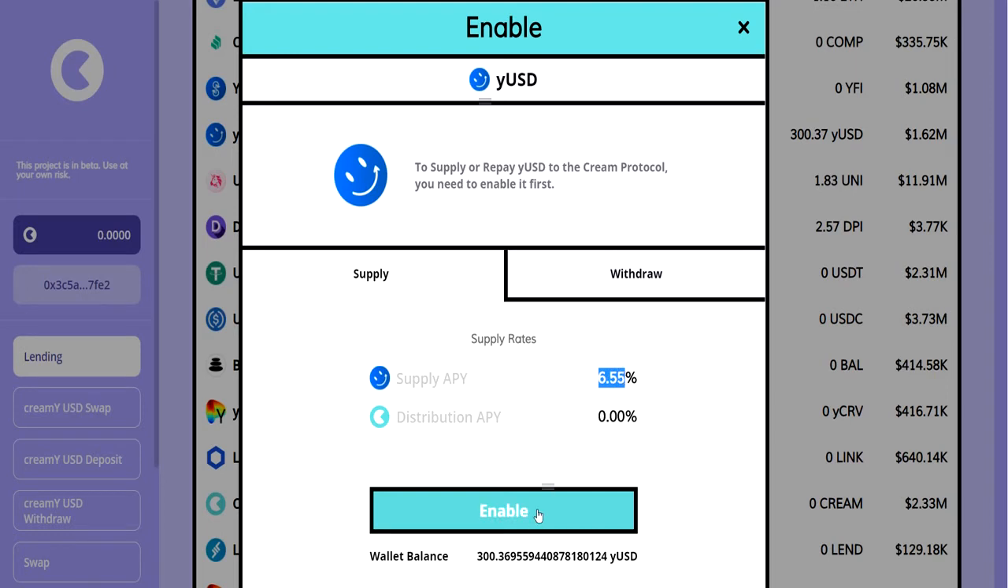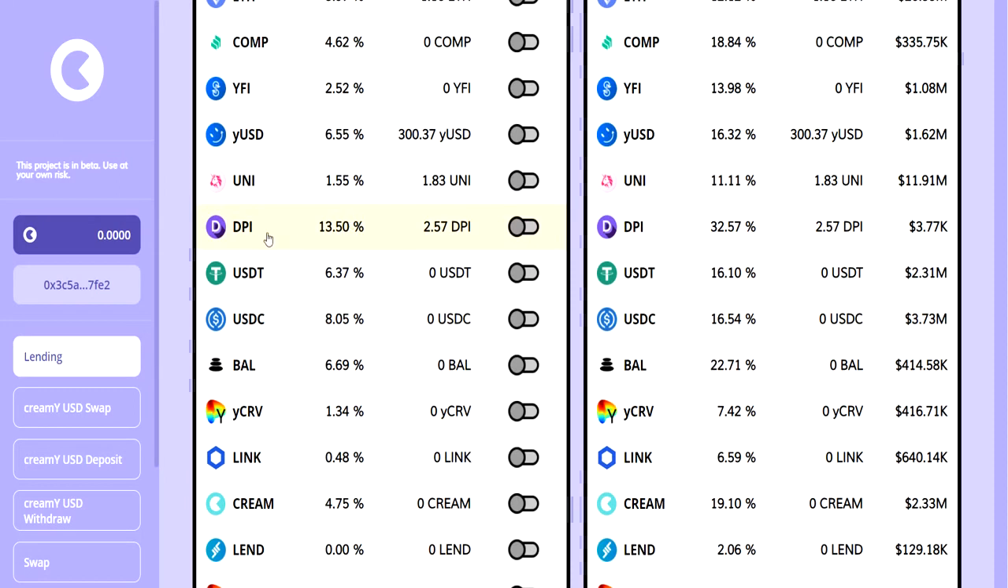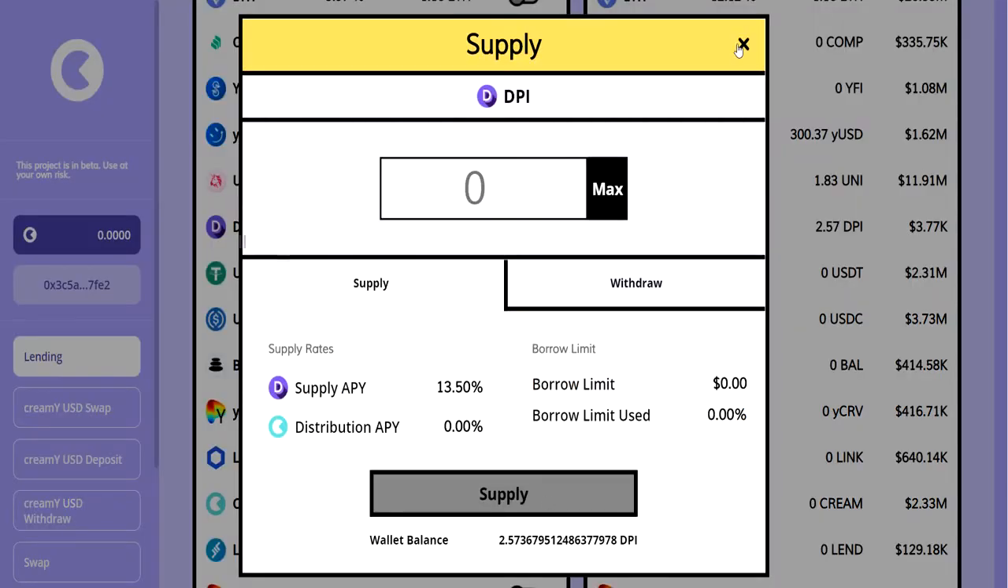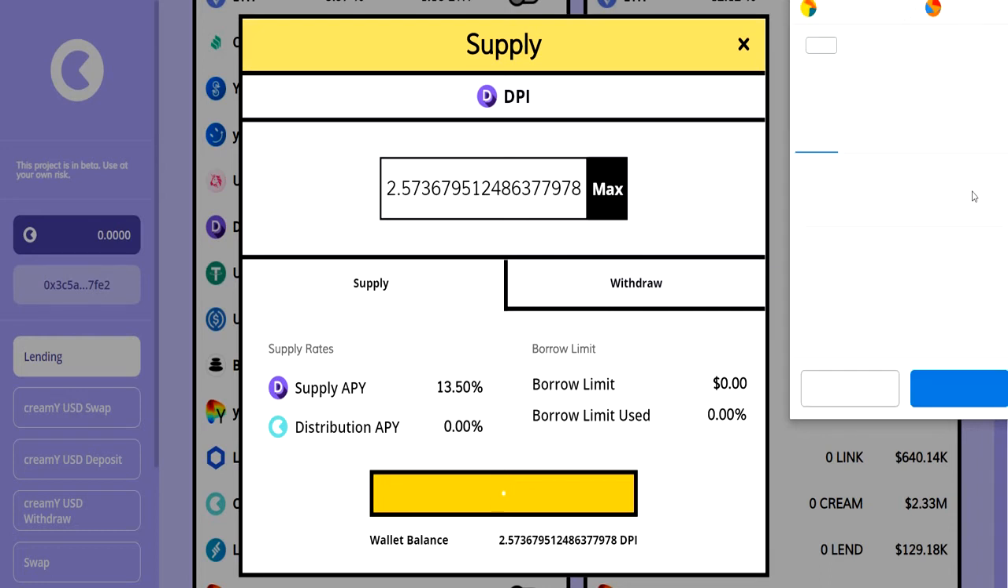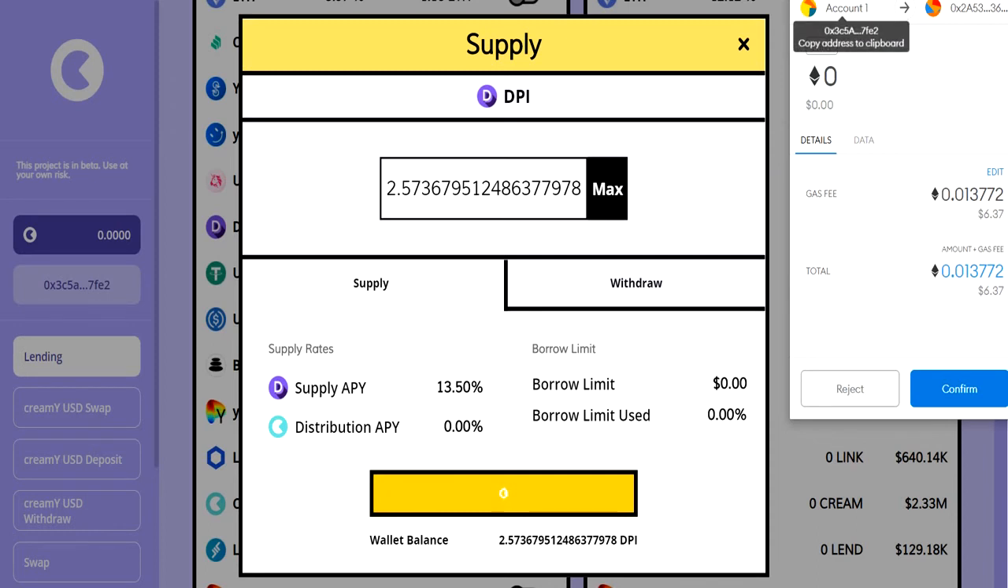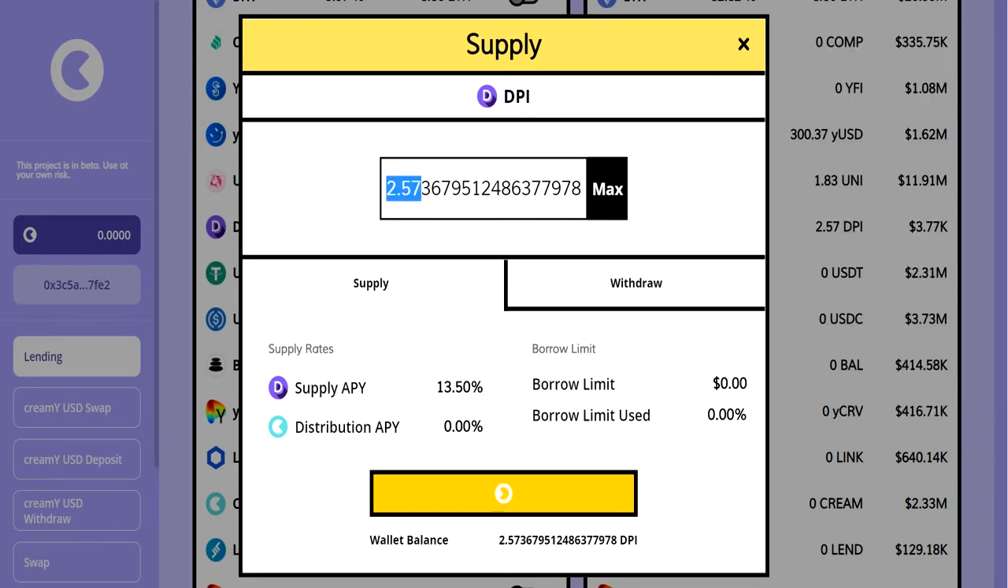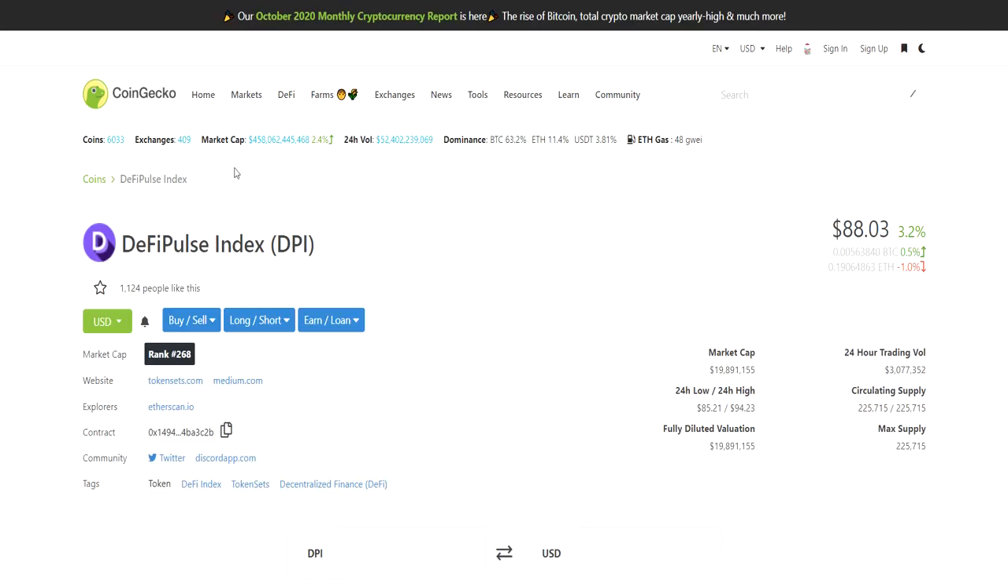So let's go to the one I've already enabled, the DPI. Let's say I wanted to supply max, all of it. I go to supply. MetaMask comes up, and it asks me to pay right now about $6.34. Okay, so that's not too bad, right? But let's take a look at how much this much DPI is worth. So here on CoinGecko again, the DPI is worth about $88.